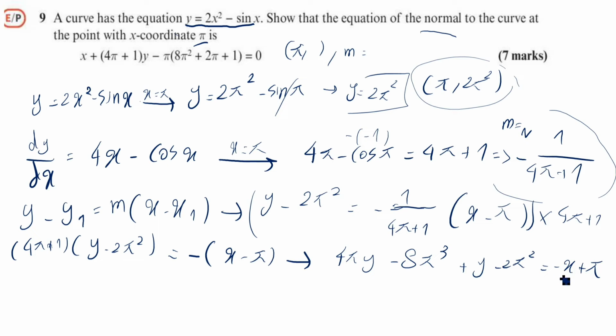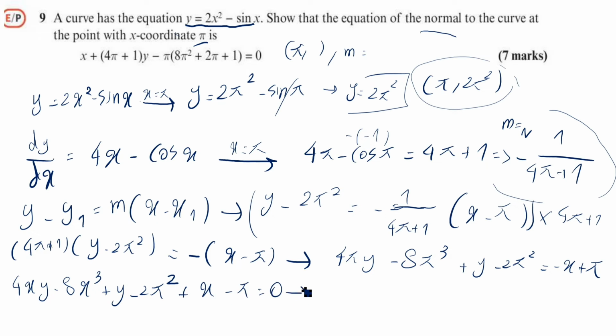Right. Now we need to move everything to the left because here if you see on the right we don't have anything. So now it's going to be 4 pi y minus 8 pi cubed plus y minus 2 pi squared plus x minus pi equals 0.